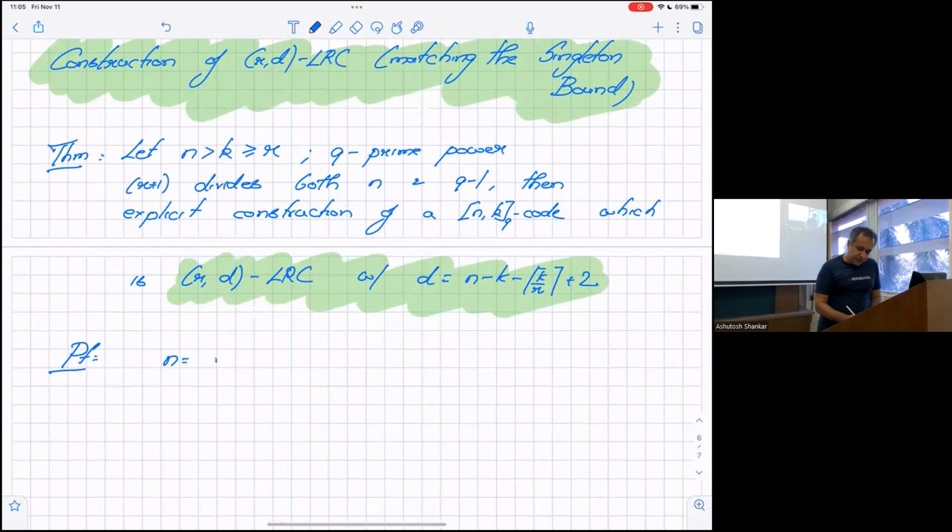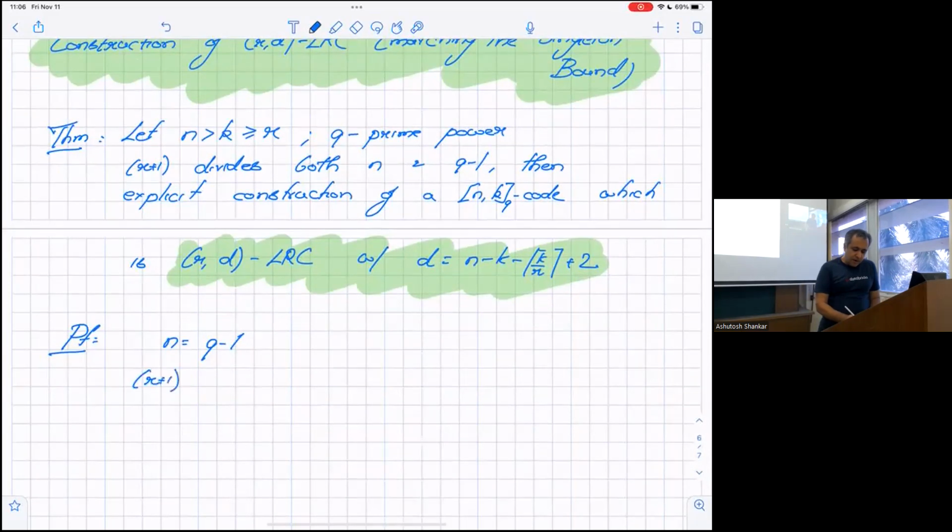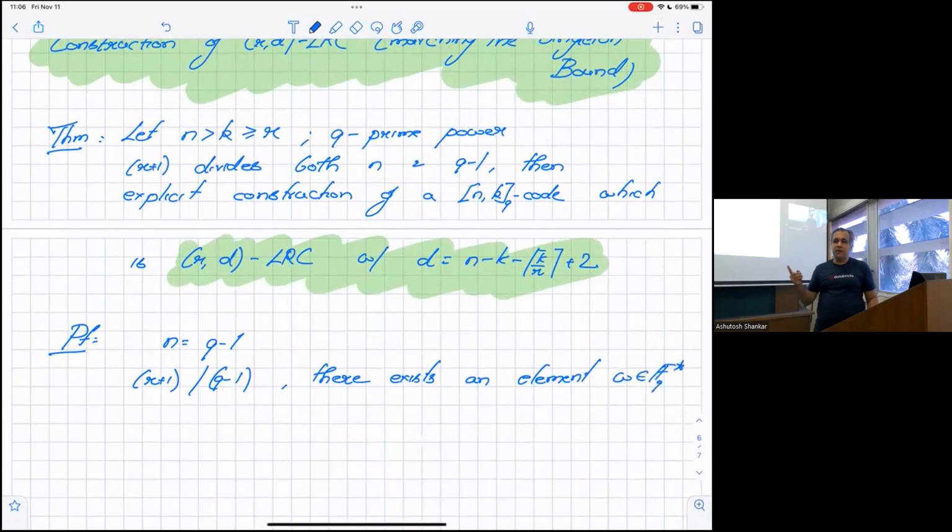Actually, that's even simpler. I'm going to just assume n is equal to q minus 1. So with the Reed-Solomon code, when we take this prime power, we're going to evaluate on all locations of F_q star. That's going to be the code I'm going to take. But I'll tell you what k I'm going to choose. But now because r plus 1 divides q minus 1, there exists an element omega in F_q star whose order is r plus 1.